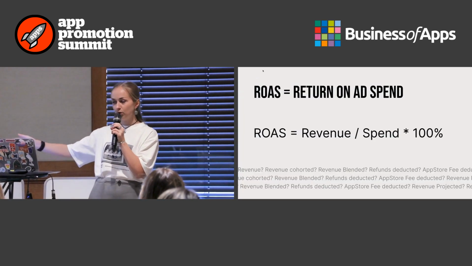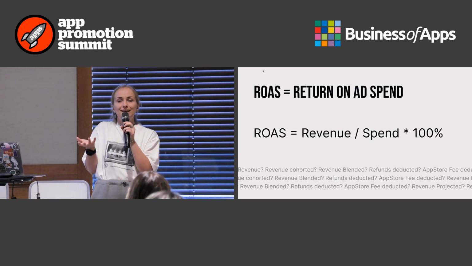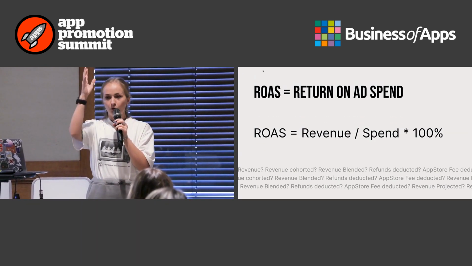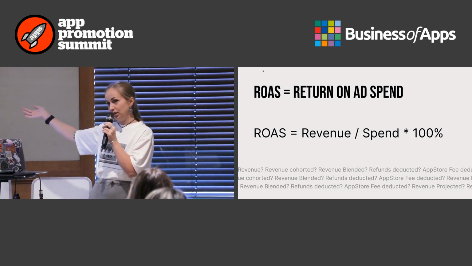So the biggest part of my presentation is about revenue. And what is revenue? How we calculate revenue is always about ROAS, right? And ROAS is so easy, isn't it? It's revenue divided by spend multiplied by 100%. But is it that easy?